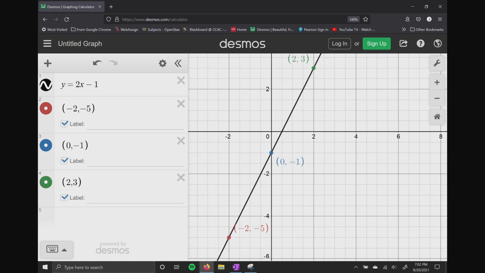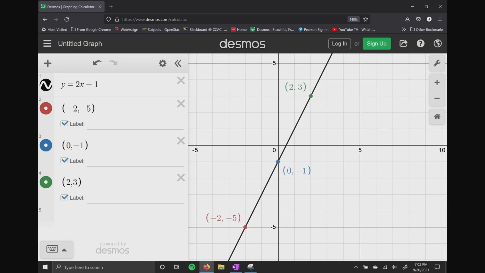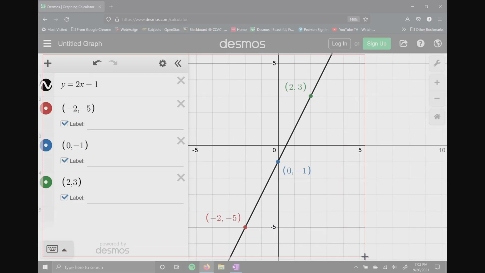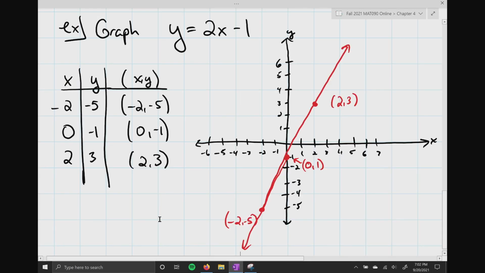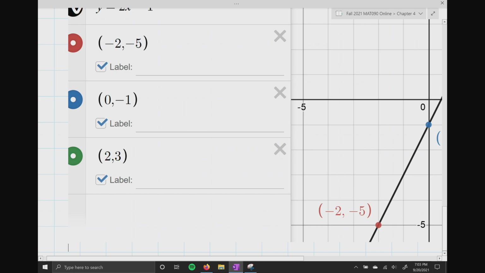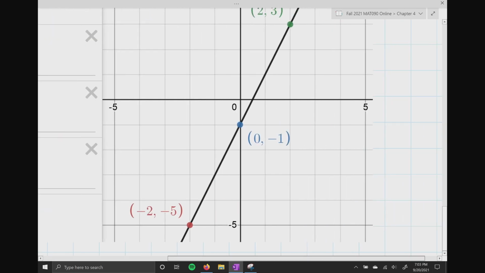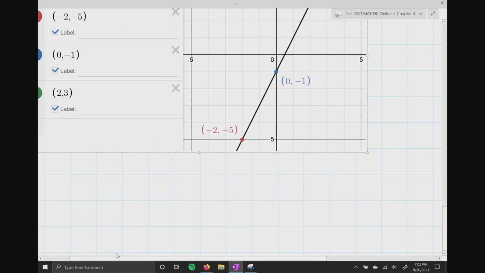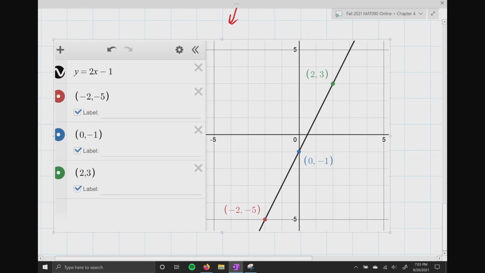Now I'll just zoom out just a little bit. And I don't know about you, but I think that is absolutely beautiful. So what I'm going to do is just copy and paste this into our notes. Perfect. It looks good. Let me try to fix this here a little bit. There we go. So you can see I got my equation, y equals 2x minus 1. I got each of the 3 points that I picked, and they all are on the line. That is graphing by plotting points.